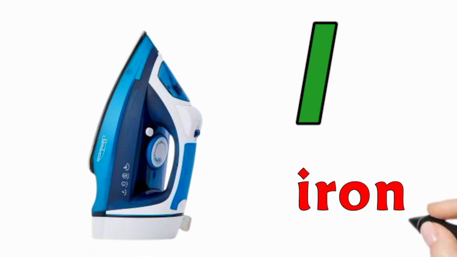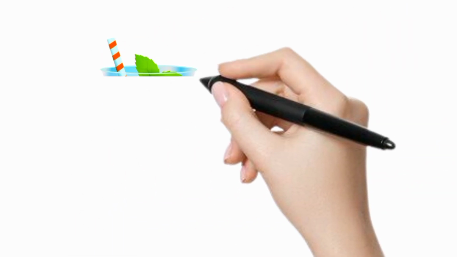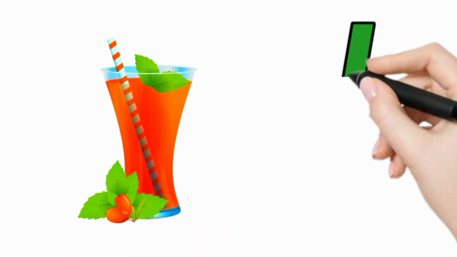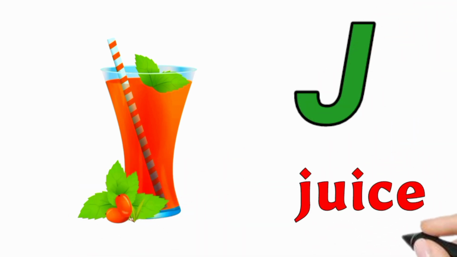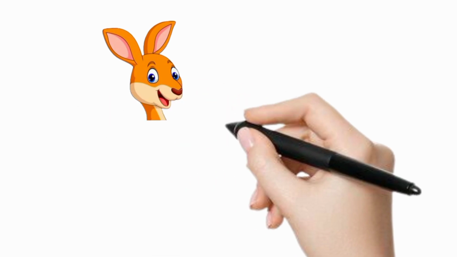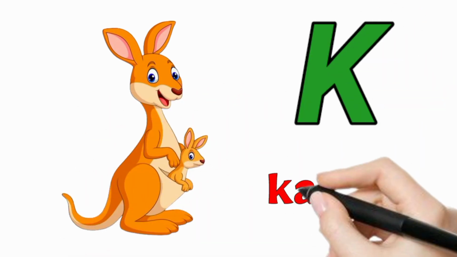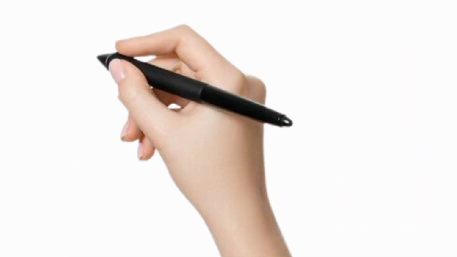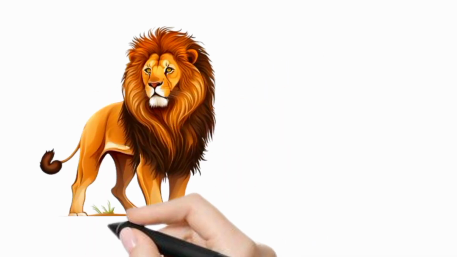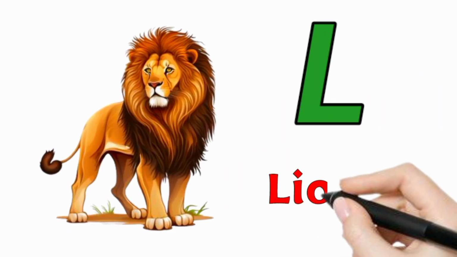I for iron. Iron means istri. J for juice. Juice means juice. K for kangaroo. Kangaroo means kangaroo. L for loin. Loin means sher.